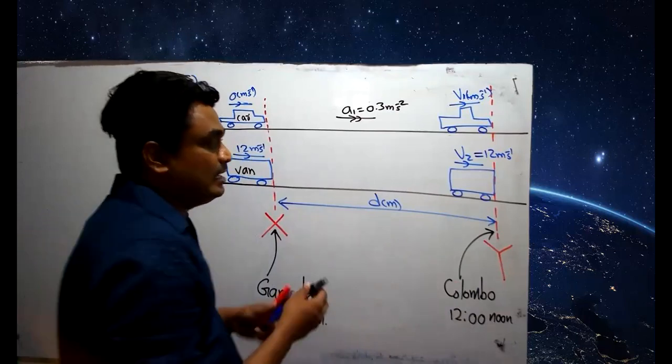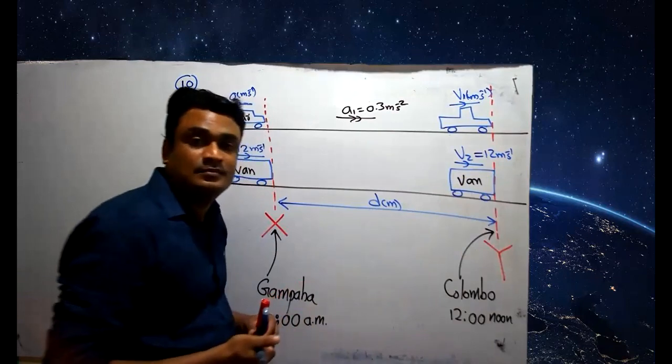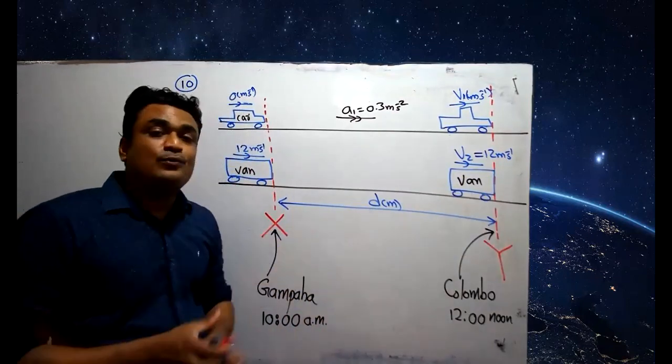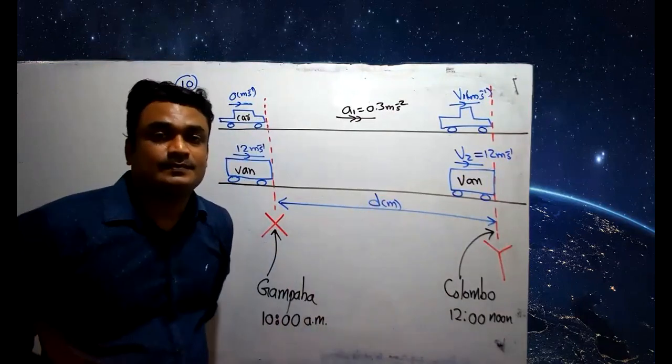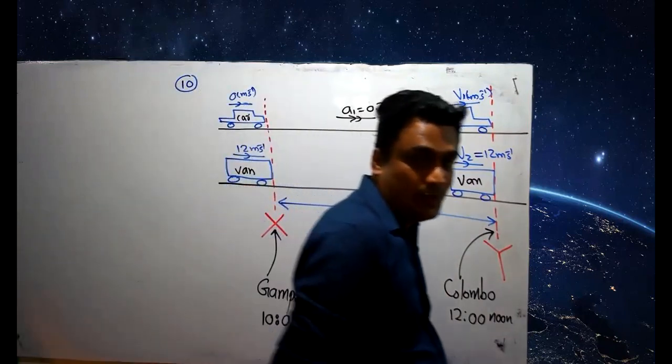Now my question is, how long does it take for the van to travel from Gampaha to Colombo? Somebody please unmute the mic and tell me. Just look at the figure and tell me the time taken for the van to travel from Gampaha to Colombo. How many hours? 2 hours. Very good.